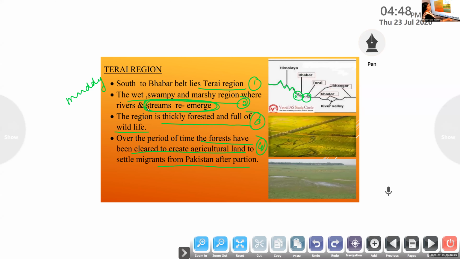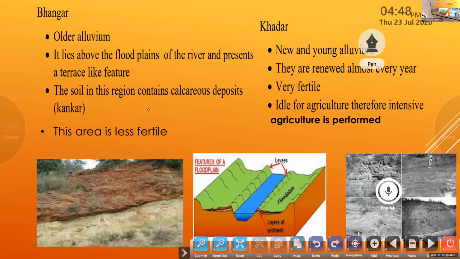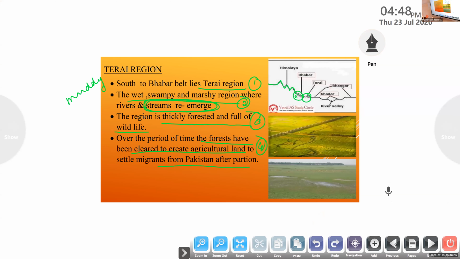Just watch that video that I have shown you. I think this is enough. Two more classifications are there that I'll do in the next class. Otherwise, when I explain all this together, you will be confused with four classifications. Be thorough with these two classifications, Babar belt and Tarai region. Okay, I'll give you a brief summary again. Just listen.